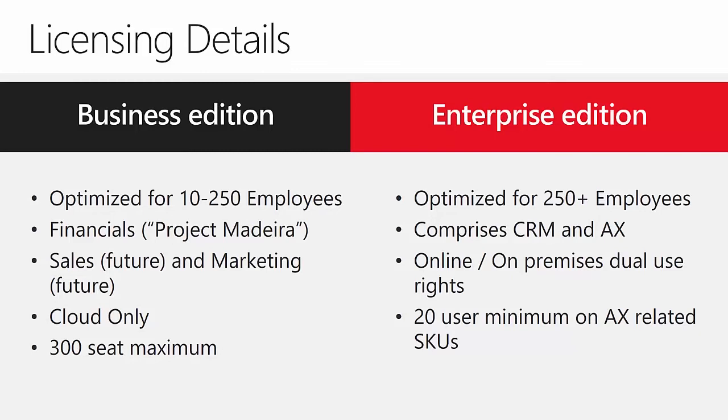It will be cloud only, and it has a 300 seat maximum, which aligns to what you're familiar with on the Office 365 side. The Enterprise Edition is optimized for 250 or more employees. It will include the CRM Online and AX products you know today. It includes online and on-premise dual user rights, so customers don't need to move online to move to Dynamics 365. And it contains a 20 user minimum on offers which include AX. There is no CRM seat minimum with this offering.